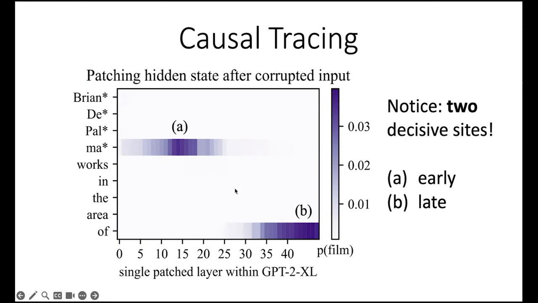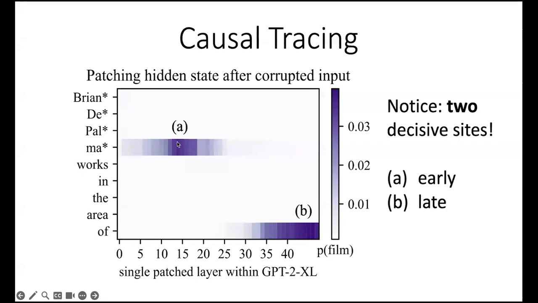And in white are all the states which have no effect at causing you to say film. And so it's unsurprising that at the end of the network you can do this, because these are the hidden states that are right before the output of the word film. These are states that literally decode to the word film. And so if the network was corrupted and was going to say something else, like works in the area of sports or something like that, it's not surprising that if you just plop in the encoding for film at this location, then it should say film. So these strong interventions at site B are not interesting.